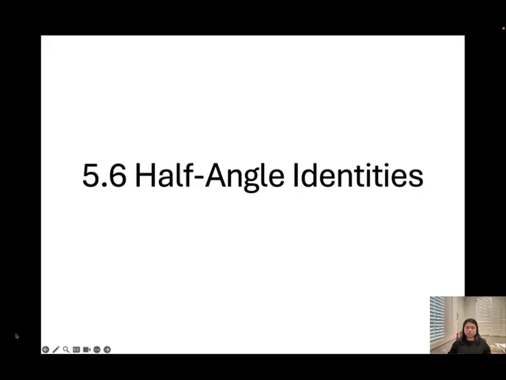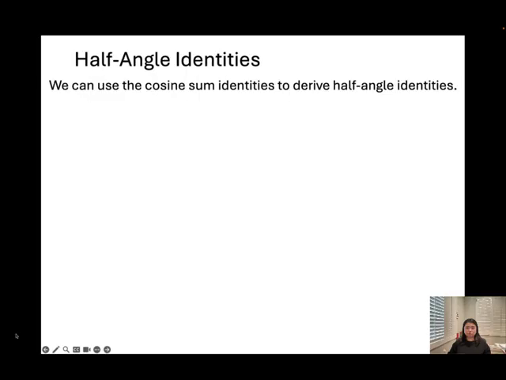Section 5.6, half-angle identities. We can use the cosine sum identities to derive half-angle identities. So look at the cosine sum here. One of the formulas is cosine 2x equals 1 minus 2 sine squared x.